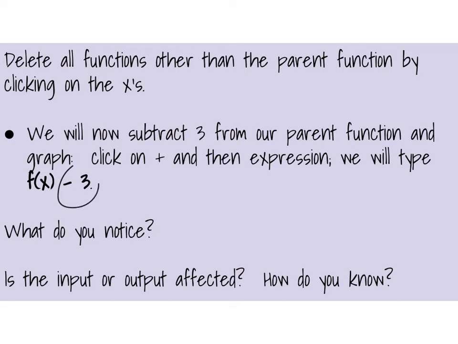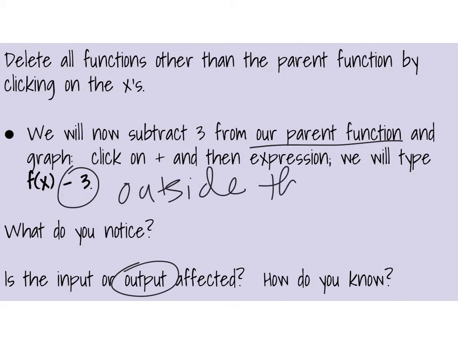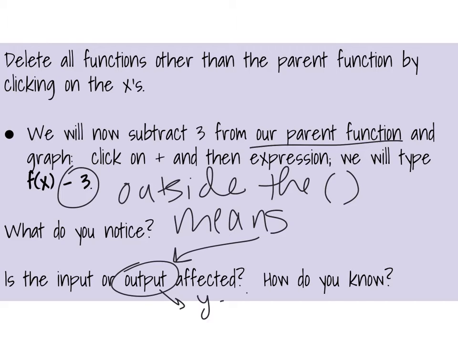You see how this is on the outside? That means we affected the output. We subtracted 3 from the entire function. That's the output. Okay, so these are outside parentheses. This is the easiest way to remember this. Outside the parentheses means you are doing things to the entire function, which means you're affecting the output. Because I'm affecting the output, which is on the y-axis, that's why I'm shifting up and down.